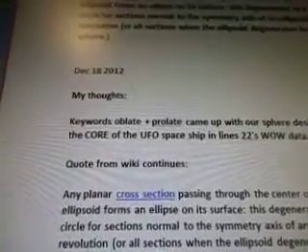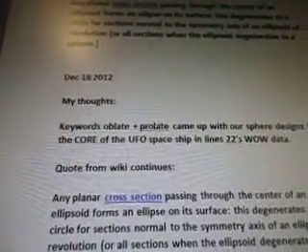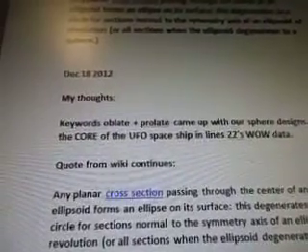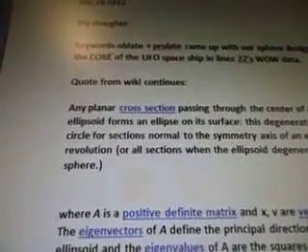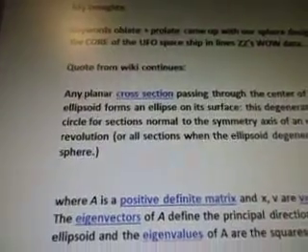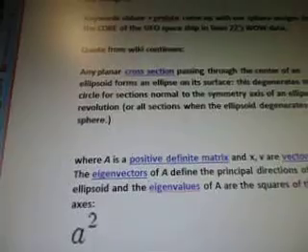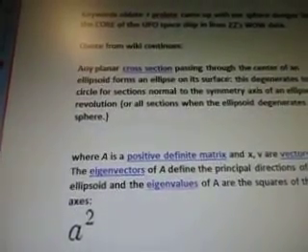December 18th, my thoughts. Keywords oblate plus prolate came up with our sphere designs for the core of the UFO spaceship in line 22, Wow data. Quote from Wiki continues. Any planar cross-section passing through the center of an ellipsoid forms an ellipse on its surface. This degenerates to a circle for sections normal to the symmetry axis of an ellipsoid of revolution, or all sections when the ellipsoid degenerates to a sphere, where A is a positive definite matrix and X and V are vectors.